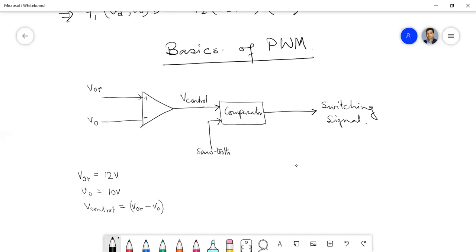Now, as if it's like a summer, a summing block, like this. Okay, so you have VOR and you have VO. Here you are getting the V control.